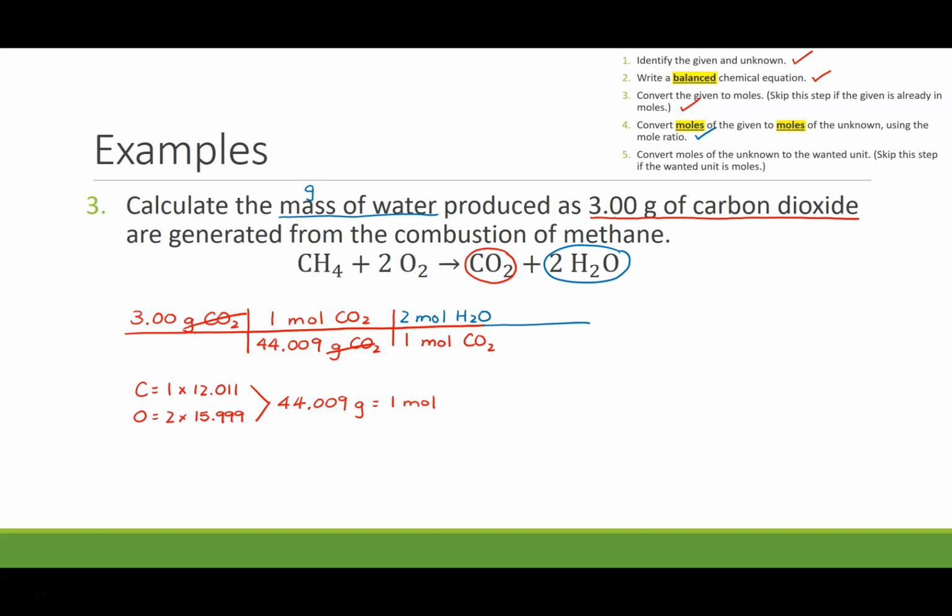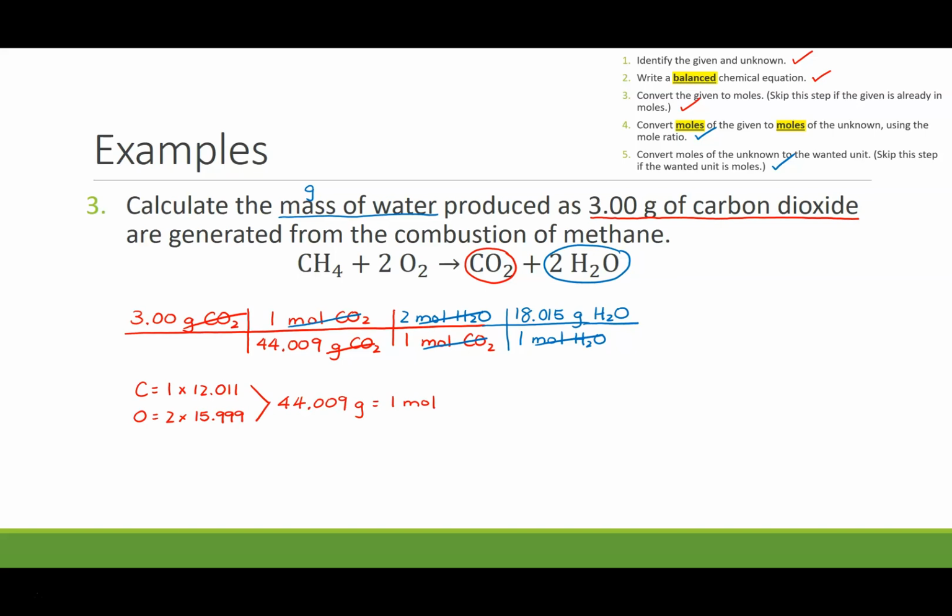Step 5, convert moles of the unknown to the wanted unit. Well, our wanted unit is grams, and that means I need the GFM for water. Now, we just calculated that on number 2, so I'm not going to calculate that again. The GFM for water is 18.015, and so we'll put 1 mole water on the bottom and 18.015 grams of water on the top. Moles of H2O will cancel out, and I forgot to cancel out moles of CO2 here, so let's do that also. And step 5 is done.